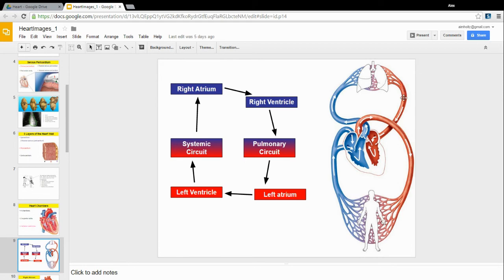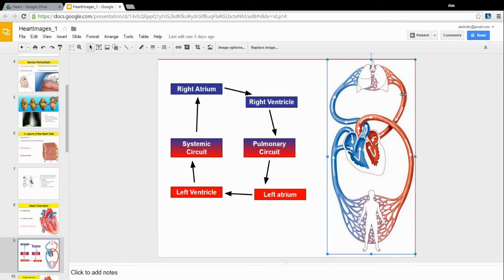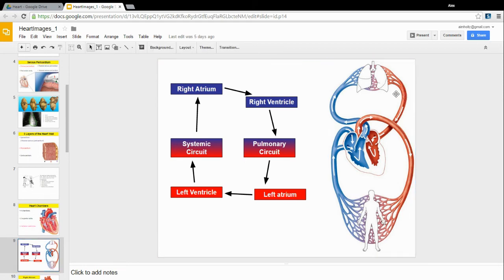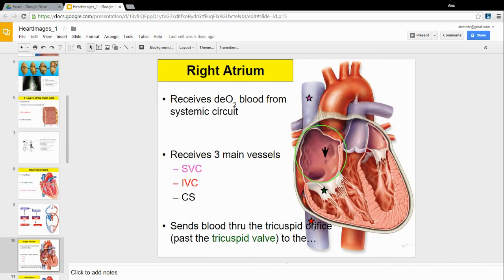Then that freshly, bright reddish, oxygenated blood comes back to the left atrium, which passes it down to the pump, the left ventricle, which zooms it out to the systemic circuit, and we repeat for hopefully a long, long time. So that is the basic pathway. And what we're going to do is talk about the chambers in turn, starting with the right atrium.